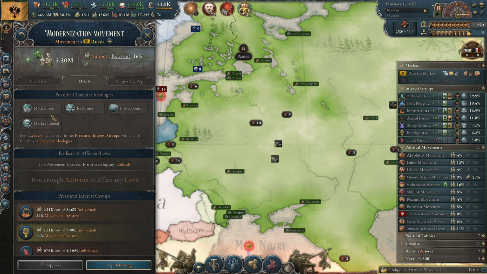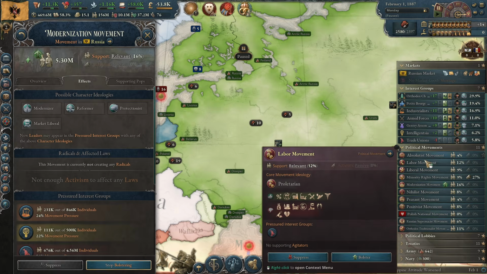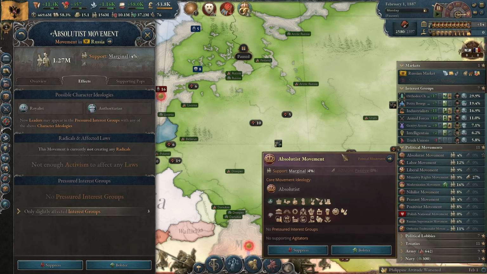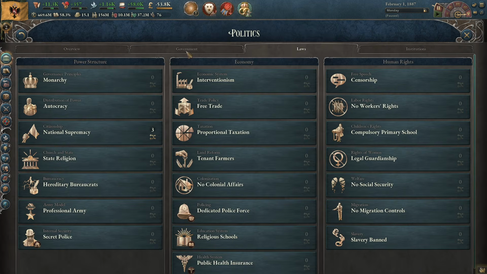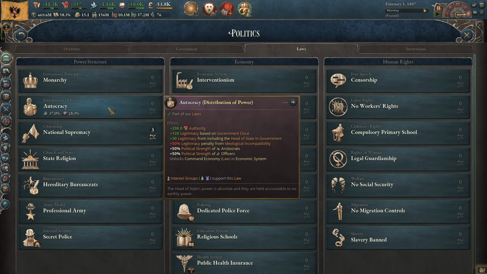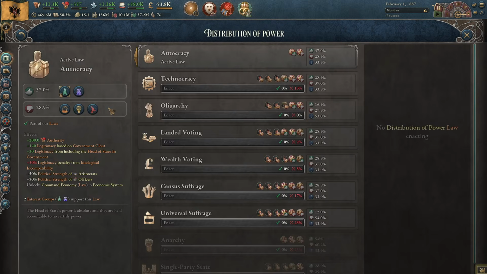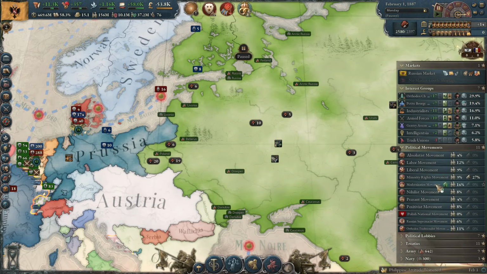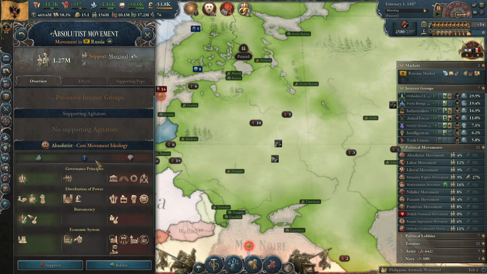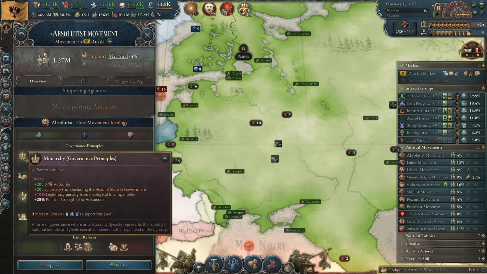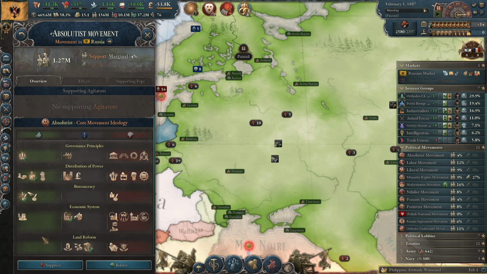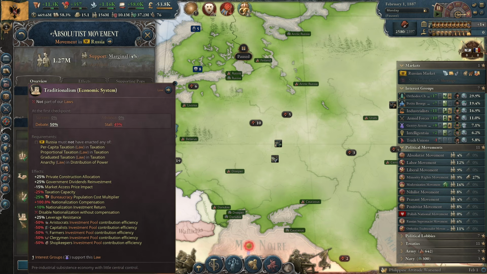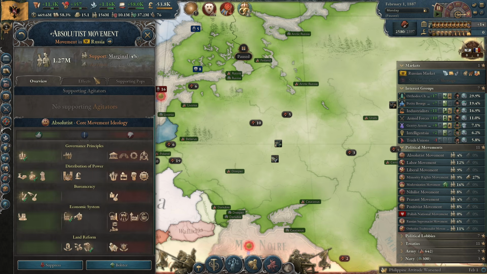Certain movements can also change depending on your laws. For example, the absolutist movement will always exist as long as you have monarchy and a non-voting distribution of power. However, if you were to change to something like landed voting, the absolutist movement is going to change into a royalist movement. The royalist movement only cares about maintaining the monarchy and will no longer have all these other laws they care about, such as trying to maintain traditionalism.